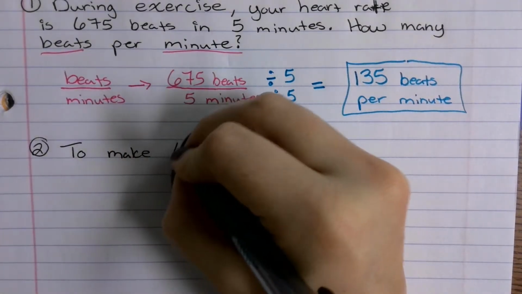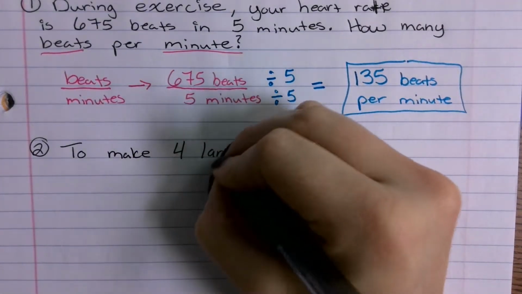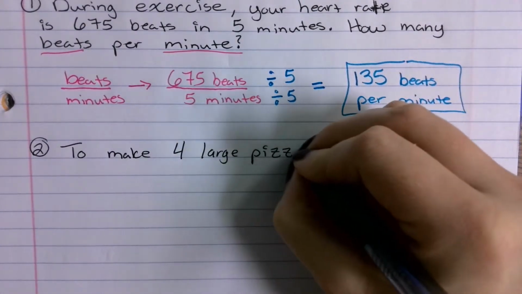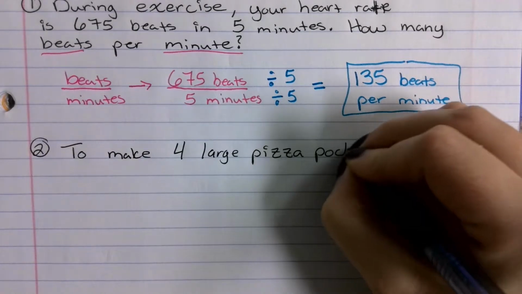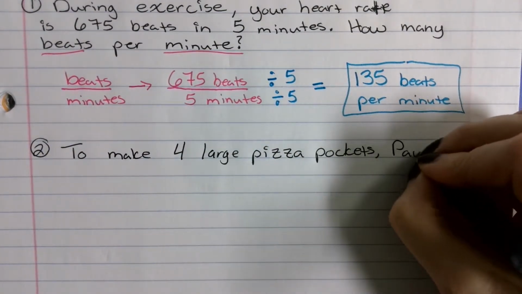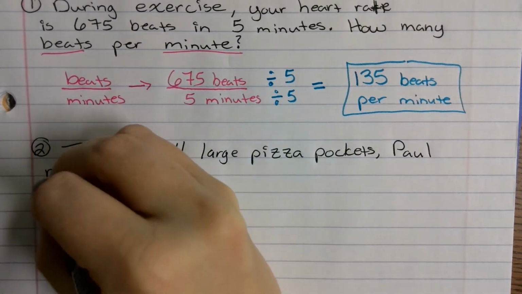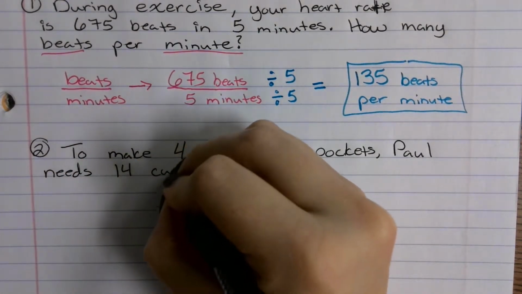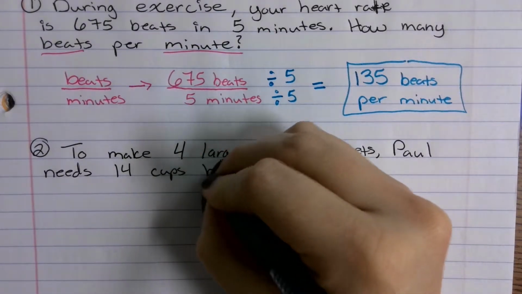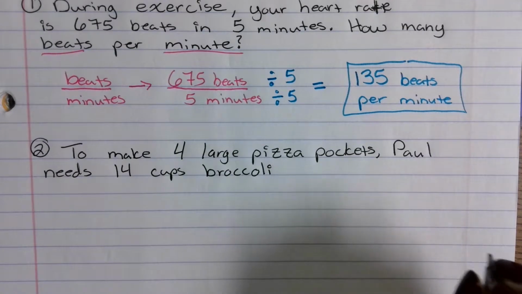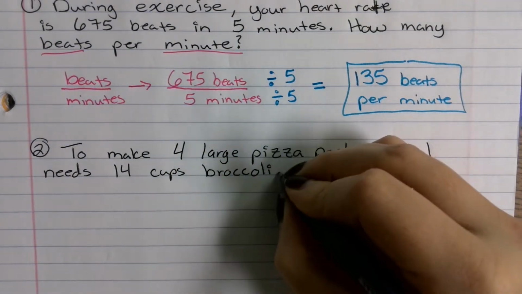All right, to make 4 large pizza pockets, Paul needs 14 cups of broccoli, because there's nothing like putting broccoli with pizza.